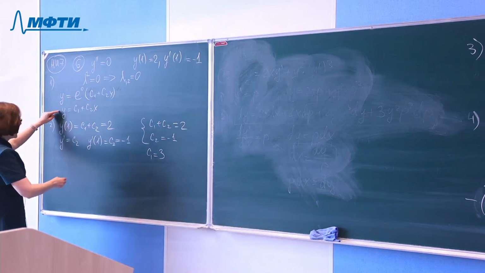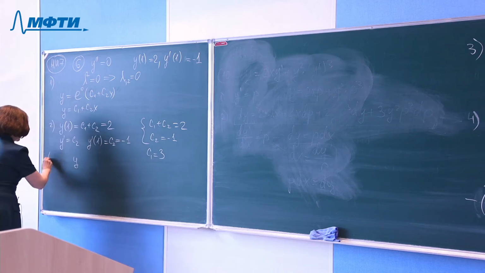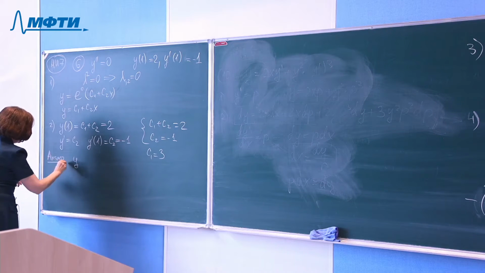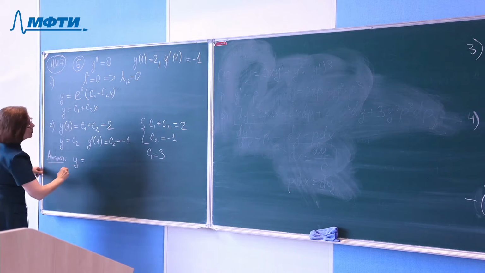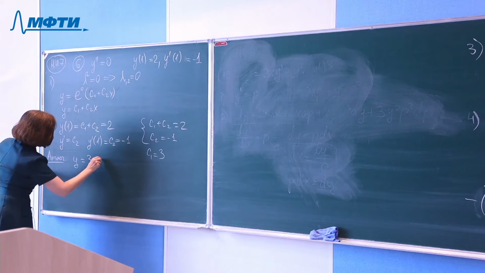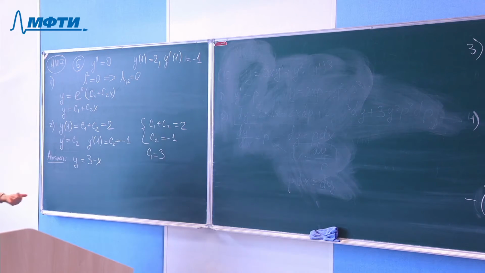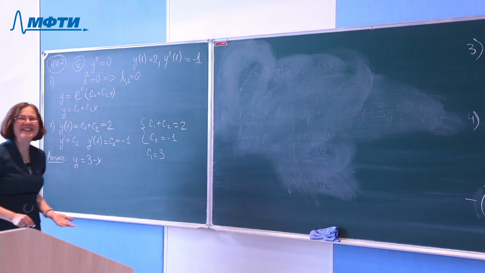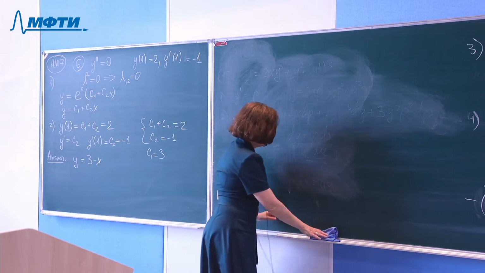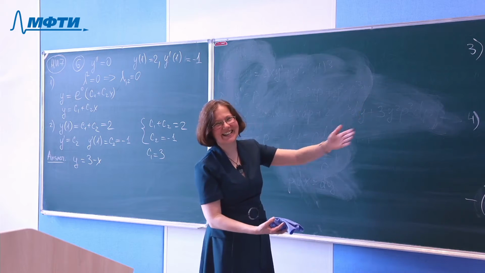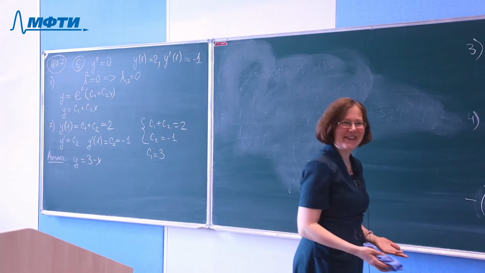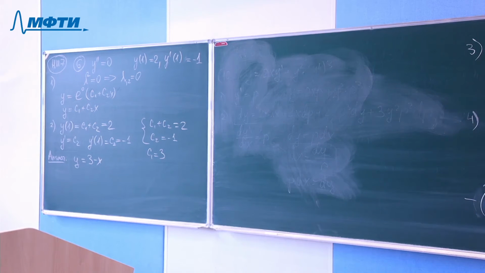And so our particular solution, this is the answer. The particular solution will be 3 minus x. So this is the answer. Very, very easy. In comparison with this task, it is very easy, but very unusual maybe.